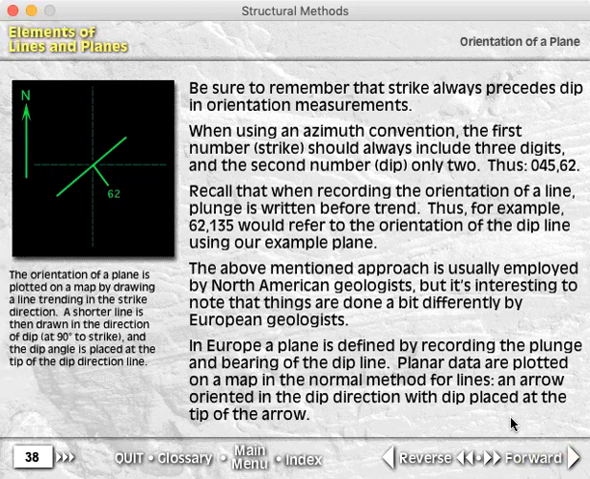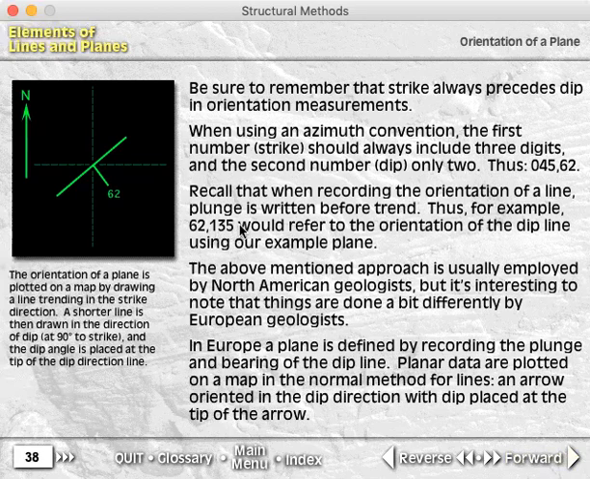Thus, for example, 62, 135 would refer to the orientation of the dip line using an example plane. The above-mentioned approach is usually employed by North American geologists, but it's interesting to note that things are done a bit differently by European geologists. In Europe, a plane is defined by recording the plunge and bearing of the dip line. Planar data are plotted on a map in the normal method for lines, an arrow oriented in the dip direction with dip placed at the tip of the arrow.